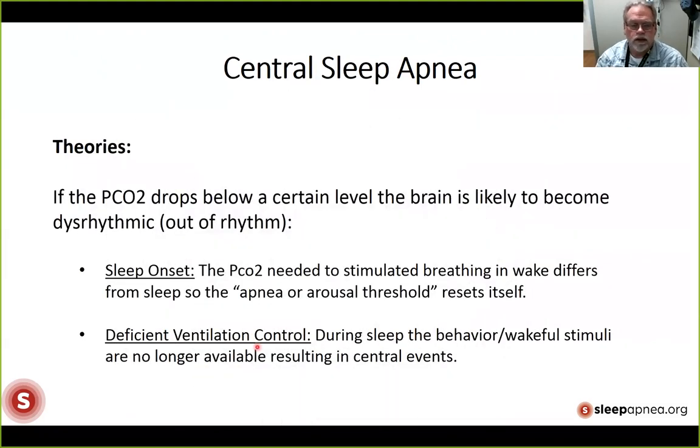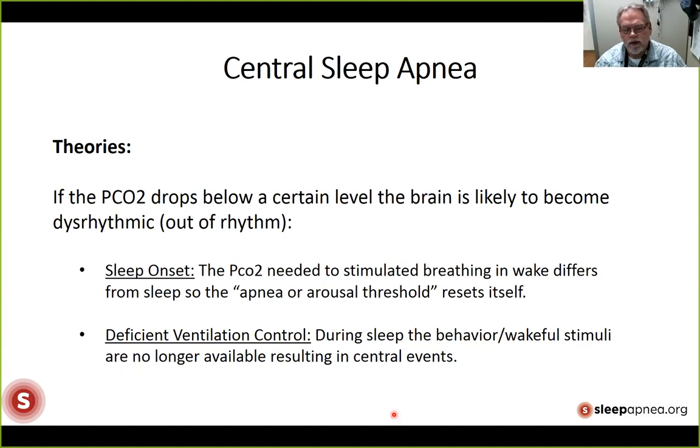So here's some of the theories that we have when it comes to central sleep apnea. If the PCO2, and that's our carbon dioxide, drops below a certain level, the brain is likely to become dysrhythmic. Dysrhythmic means out of rhythm. That's not normal. So when we have some type of abnormality, all of our little triggers in our brain go off and we start thinking about what this person could have.